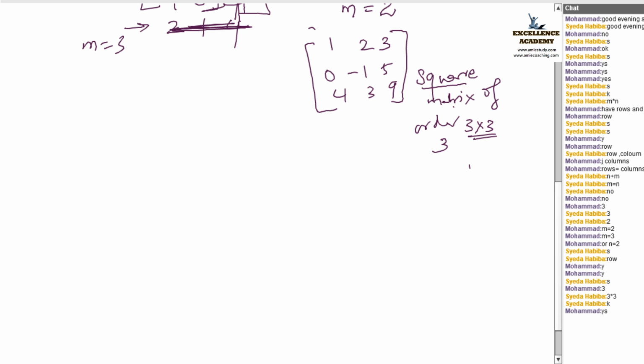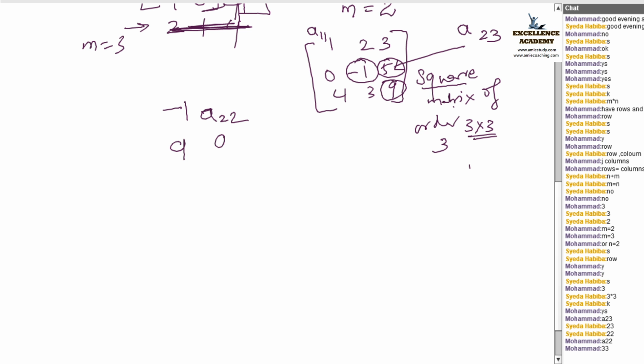How can I represent these elements? This is a11. What about 5? 5 is a23. What about -1 and 9? -1 is a22 and 9 is a33. And here 1 is a11.